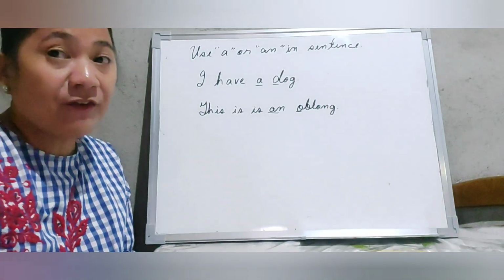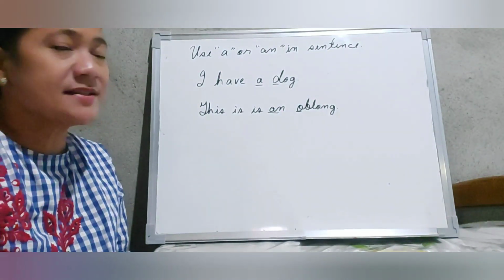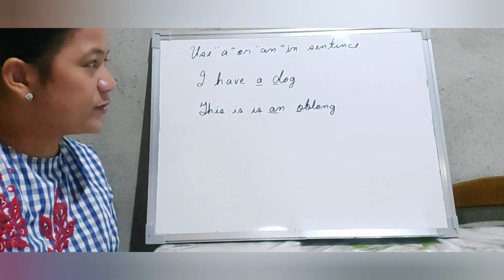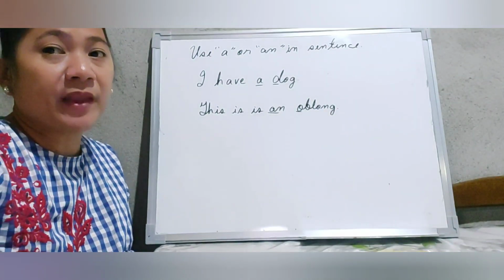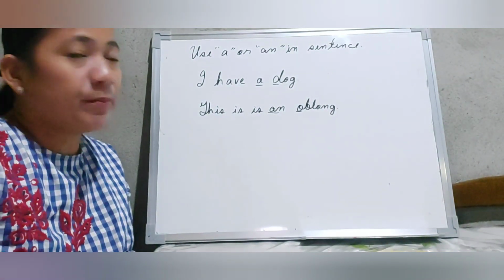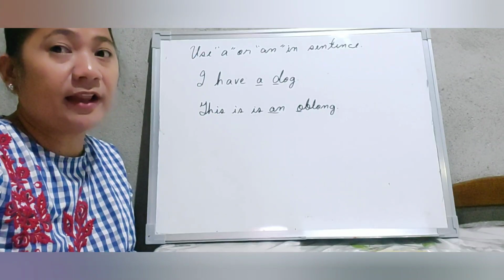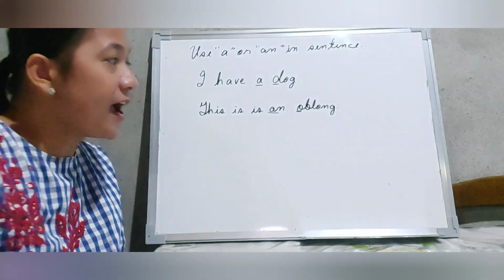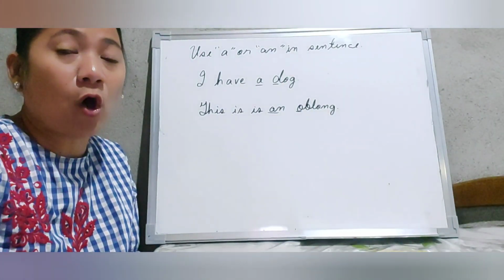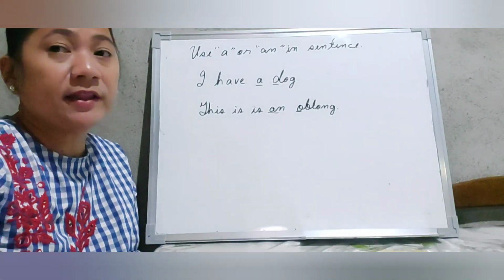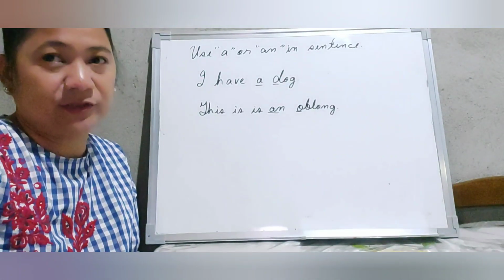Let us use a or an in a singular form of count noun. We have, I have a dog. This is an oblong. So we use a because the count noun dog begins with a consonant letter. And we use an because the count noun oblong begins with a vowel letter.